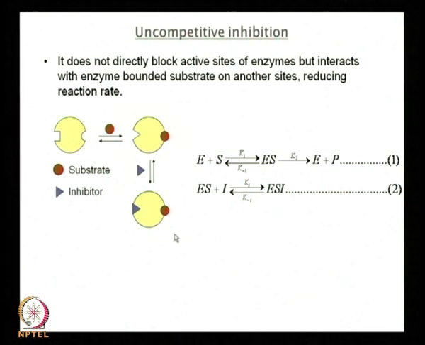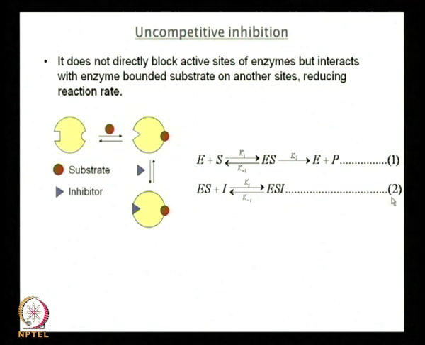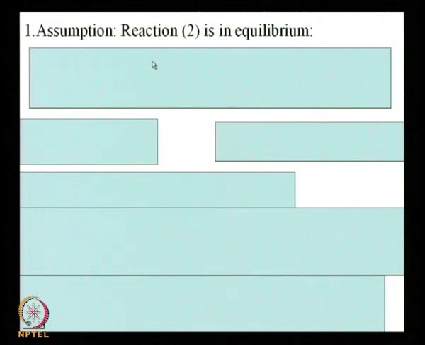What I am going to do now is start working on the derivations for the next few minutes. I will give you some hints, but I want you to work on it. The first assumption is that reaction 2 is going to attain equilibrium. The calculations for equation 1 remain the same, so you do not need to redo those. What you need to redo is the calculation for reaction 2. So, the first assumption here is that reaction 2 is in equilibrium.